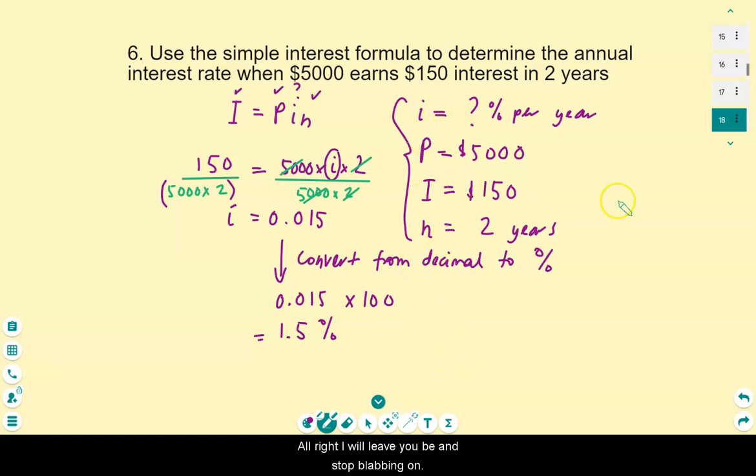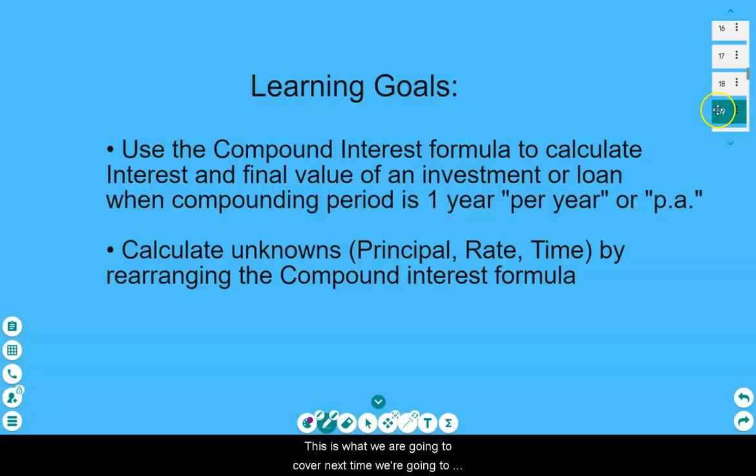All right, I will leave you be and stop blabbing on. This is what we are going to cover next time. We're going to go compound interest, and there's a whole lot of problems that I've compiled together for that. And then the video after that, we're going to be doing compound interest with monthly, quarterly rests. So compounding monthly, quarterly.